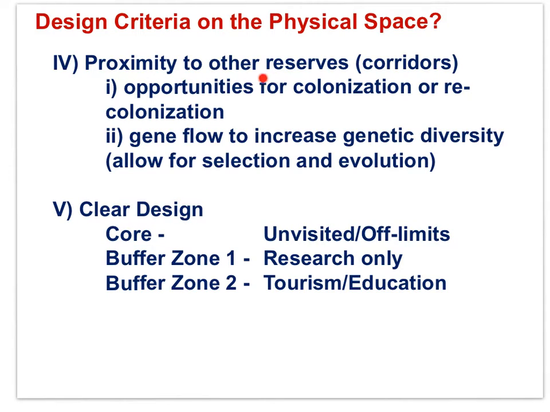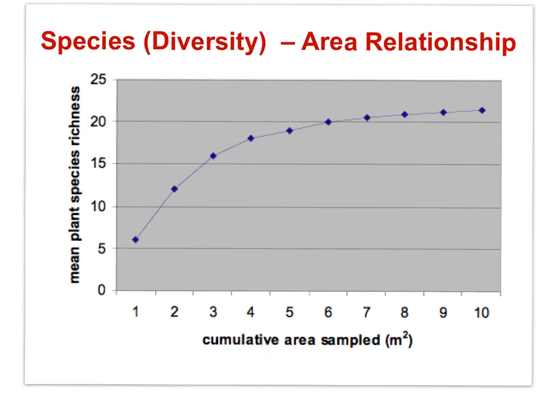Also, proximity to other reserves and corridors provides for gene flow that increases genetic diversity. And lastly, clear design. Is there a core that's unvisited or off limits to anyone? Is there a buffer zone for research only and a buffer zone for tourism or education? Let's start with an examination of how area influences diversity.